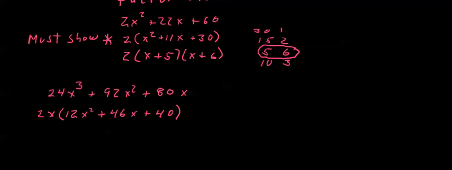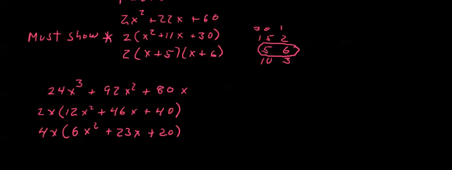Now, we always need to check to make sure we had the greatest common factor also. 12 is divisible by 2, 46 is divisible by 2, 40 is divisible by 2. If we multiply 2 times 2, we get 4. That is the greatest common factor. And we take a 2 out of here, 6x squared, a 2 out of here, 23x, and a 2 out of here is 20.